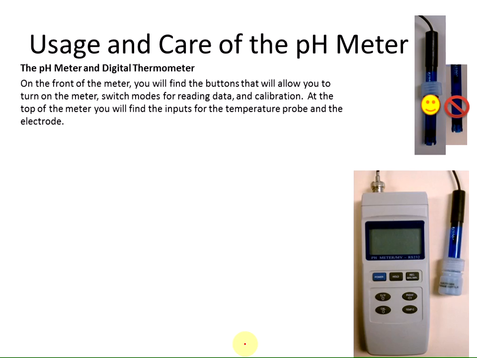So let's talk a little bit about the usage and the care of the pH meters. On the front of the meter, you will find the buttons that will allow you to turn on the meters and switch modes for reading data and calibration. Remember, your power button is here. And you can change the mode for what kind of data it's recording. And at the top of the meter is where you'll find where you plug in your pH electrode.